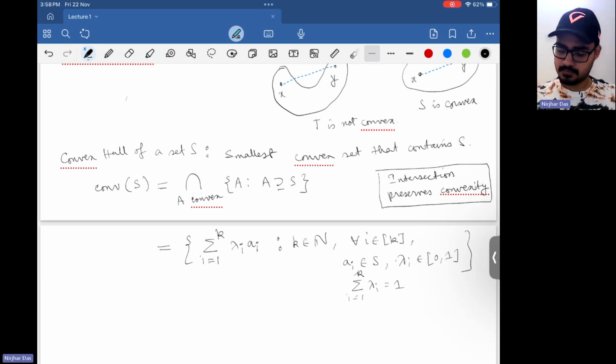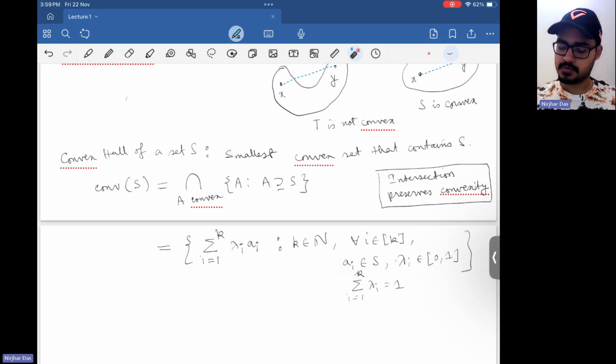So what does this mean? Basically, it says that you pick a finite collection of points from your set S, and this collection can be arbitrary. And you look at the convex combination of this collection of points, right? And you do this for all possible values of k. That is, you pick any number of points, right? Any number of points from this set S.